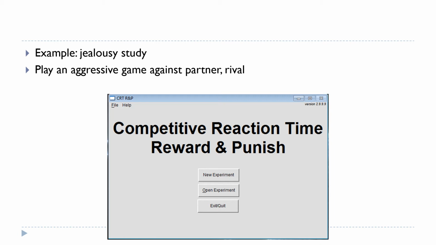And once again, my particular concern was I wanted to explore whether people would be aggressive against the first person they played the game against, or if they would actually pick and choose who they would be aggressive against, whether the person's role, partner or rival, would actually matter. And it turned out that it did. Spoiler alert.